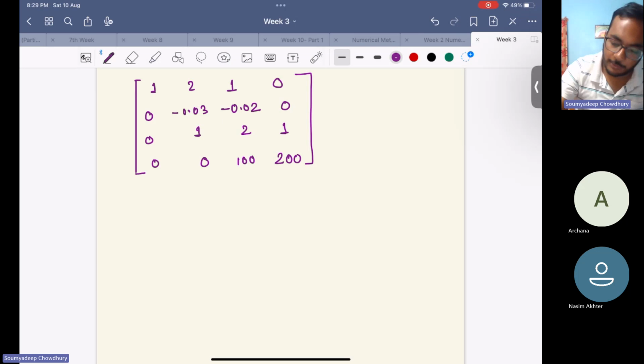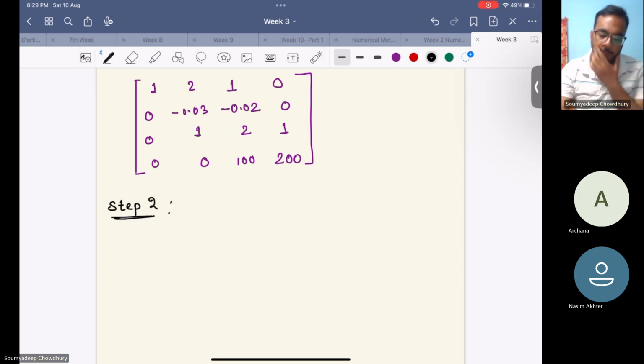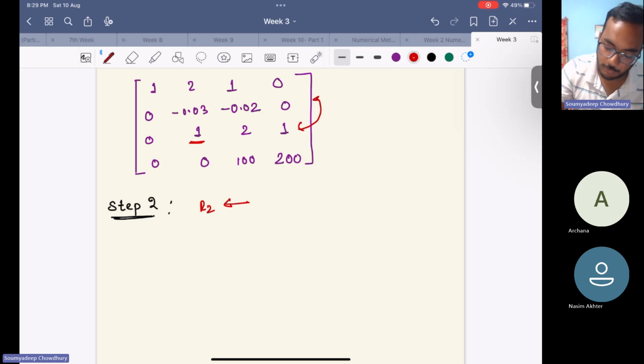So in the second step, the same process we will follow. First step, we found out the largest element in the first column. Second step, we will find out the largest element in the second column. In the second column, the largest element is 1. And that should be made the second row, because it is the second step, right? So this row should go here and this row should come here. So basically here we will exchange R2 and R3.